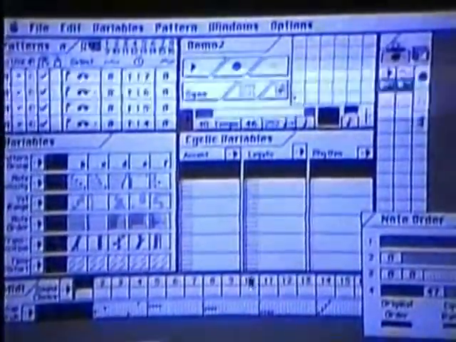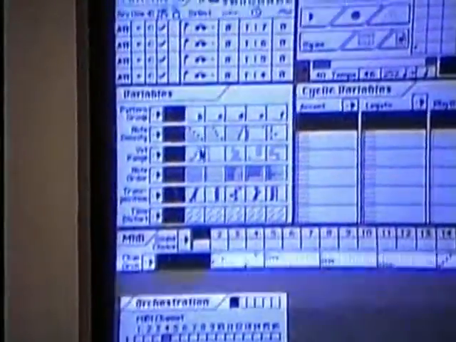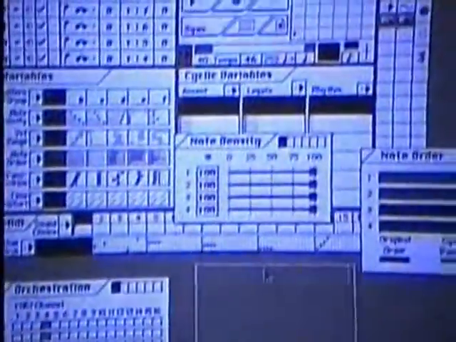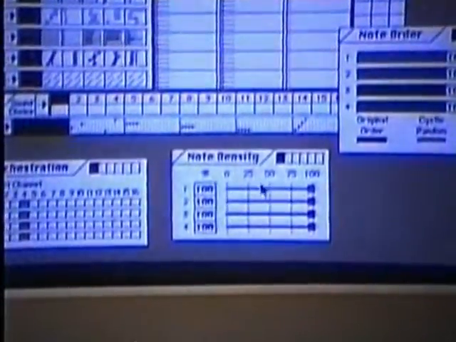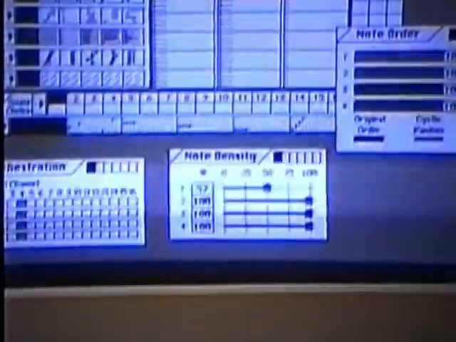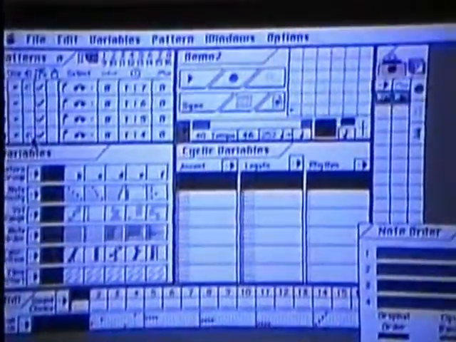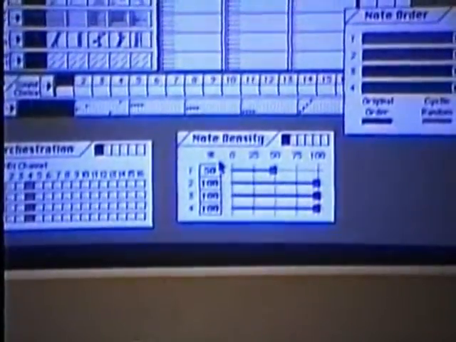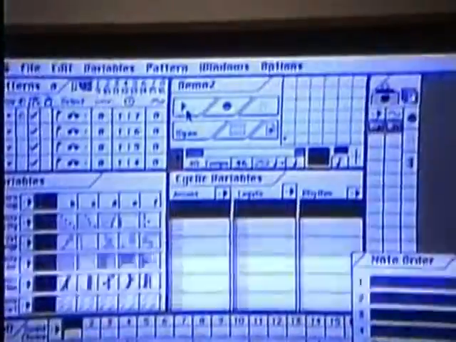Yeah. And I think what I find is the most useful random process is a process whereby you can randomly eliminate a certain percentage of the notes in each pattern. It's called note density. For voice one, for each voice, all the notes are played 100%. But suppose in the first voice I wanted only half of the notes to play, about 50%. Then which notes would be omitted would be a matter of random choice.